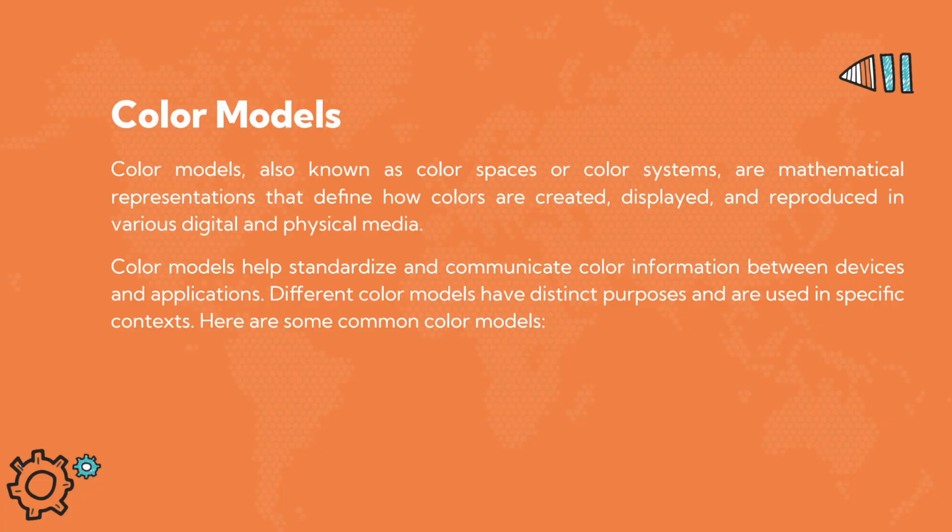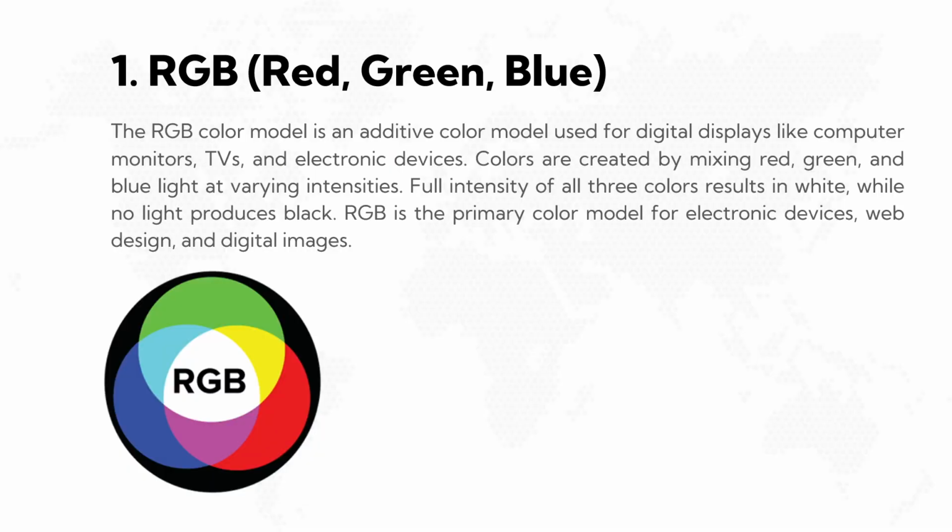For example, your TV displays what we call RGB, which is red, green, and blue. It's what we call an additive color model, where colors are created by mixing red, green, and blue light at varying intensities. So full intensities of all the three colors result in white, while no light produces black. So all electronic devices use what we call RGB.